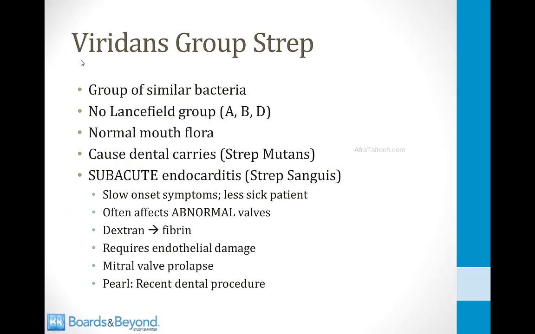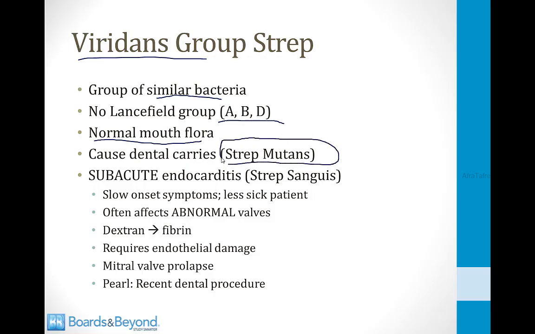The next strep bacteria is the viridans group strep. So this is a group of similar bacteria that's usually just called strep viridans, but it's actually several different bugs. These bacteria do not have a Lancefield grouping, so they are not group A, B, C, or D, or anything like that. They're all normal mouth flora, and some of them cause dental caries or cavities. Strep mutans is the one that usually does this.